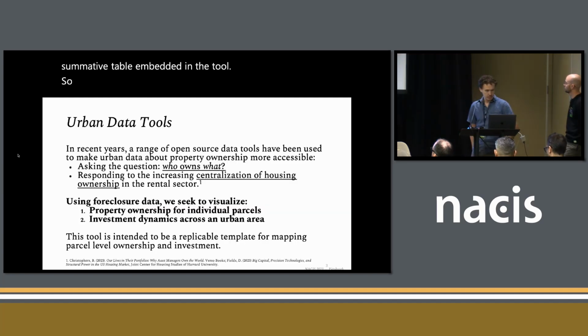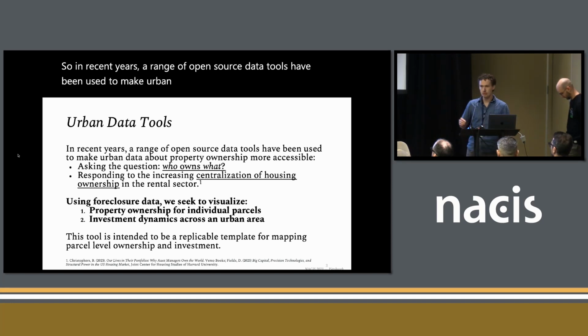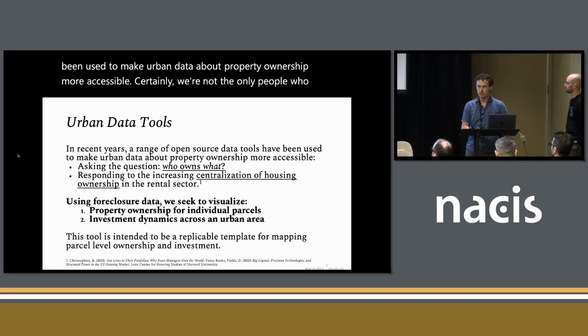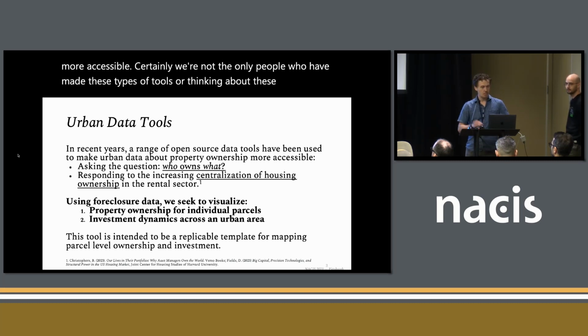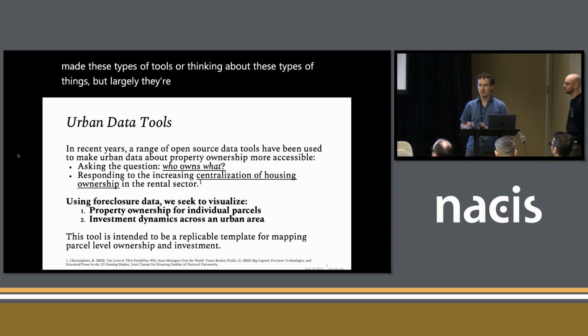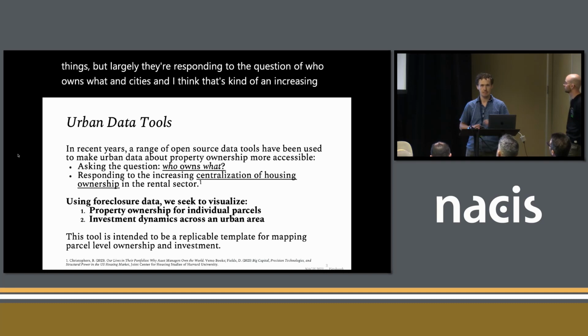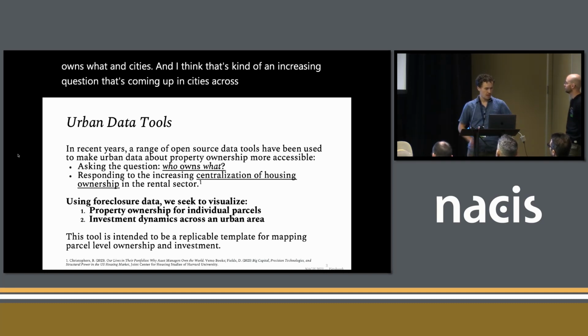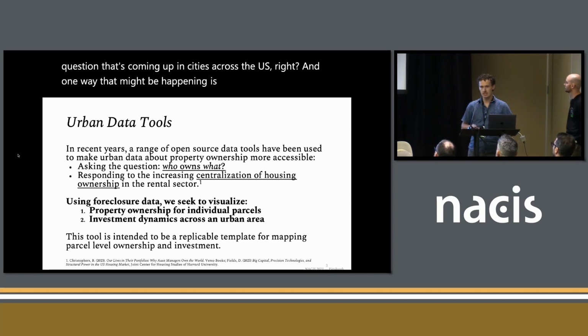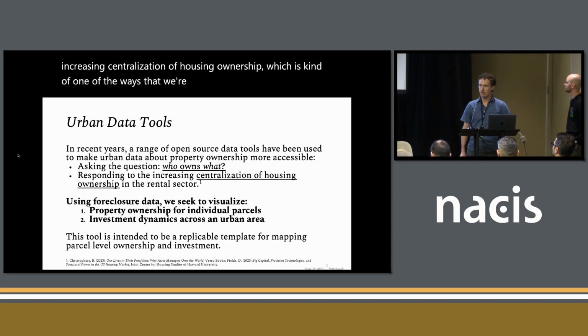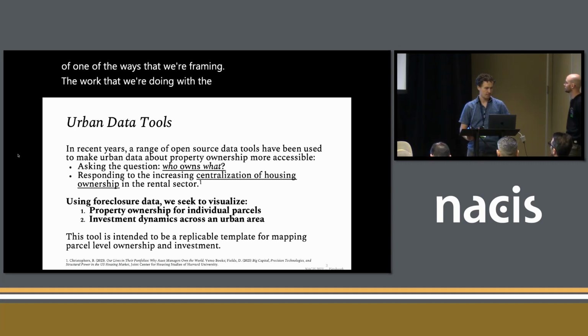So in recent years, a range of open source data tools have been used to make urban data about property ownership more accessible. Certainly, we're not the only people who have made these types of tools, but largely they're responding to the question of who owns what in cities. And I think that's an increasing question coming up in cities across the US, right? One way that might be happening is in response to the increasing centralization of housing ownership, which is one of the ways that we're framing the work that we're doing with the foreclosure map.